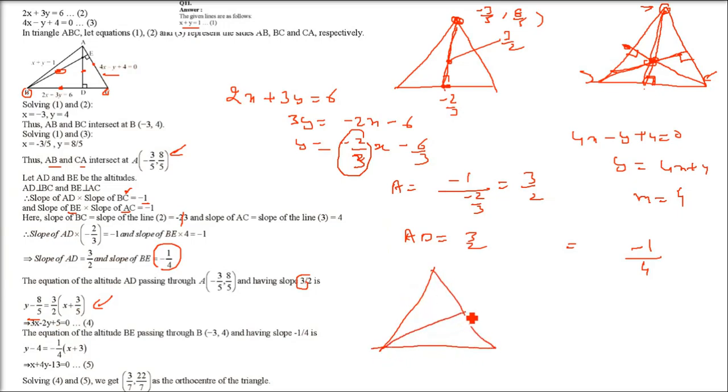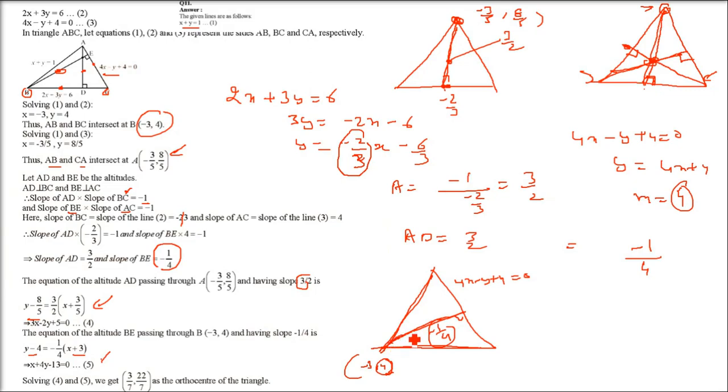Now coming to the second part. This is the line BE. The equation of line AC was 4x minus y plus 4. We found the slope of BE by multiplying the slopes of these two lines to get -1. Now we have two lines AB and BC, and we found the intersection of these two. As I said, minus 3, 4 will come. So this is the intersection point. A line passing through minus 3, 4 and having slope minus 1 by 4: the line will be x plus 4y minus 13 equals 0.